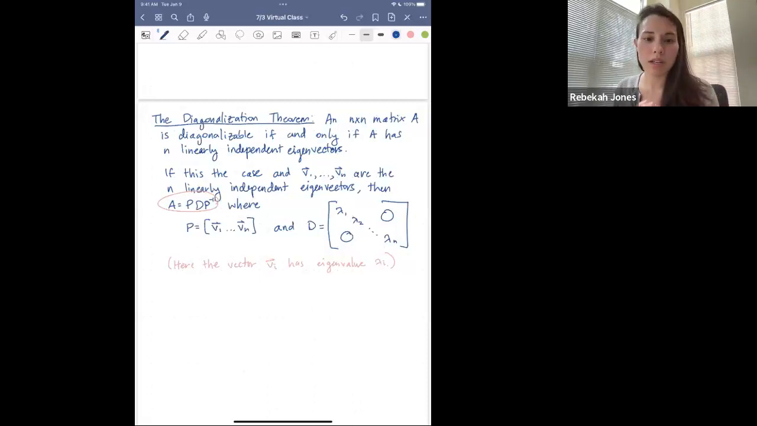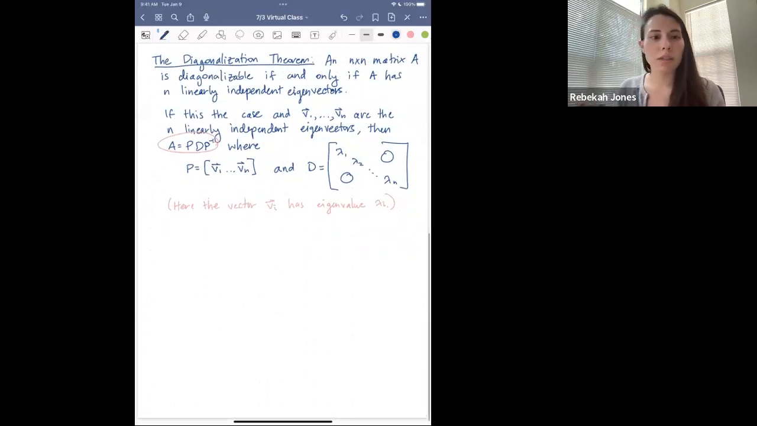And so if you're interested in that at all, you can take a look in the textbook in section 5.3. But we're going to move on and not talk about that too much.